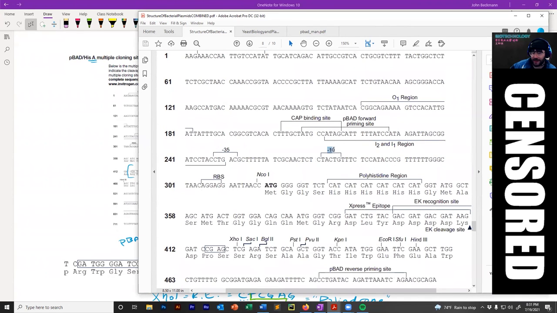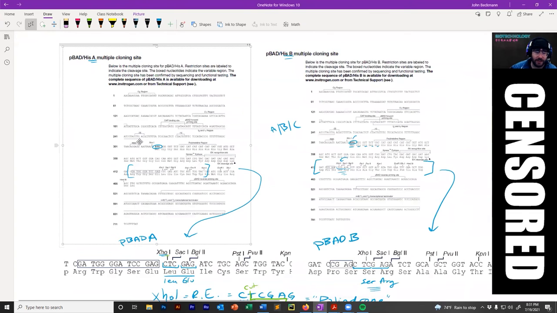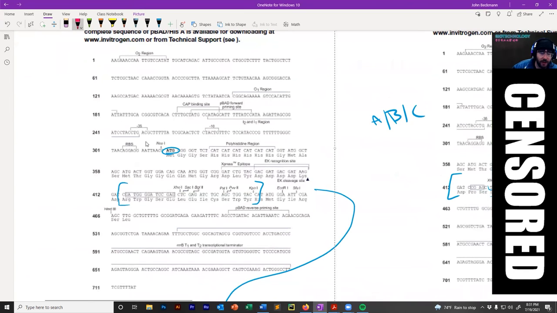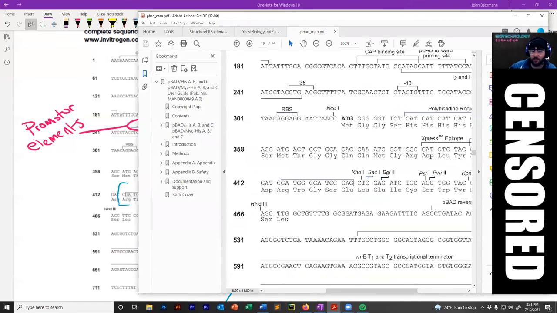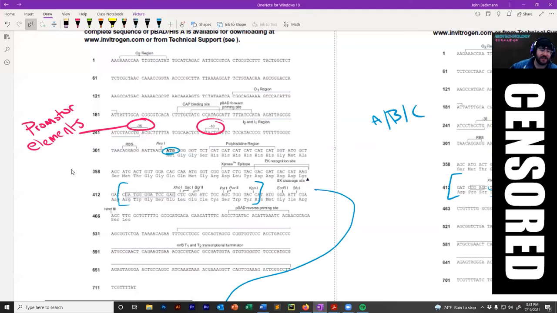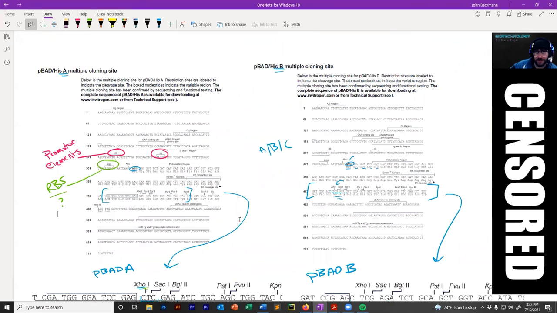Negative 35 and negative 10 are sites in the promoter. If I was to write this out, it's a little bit blurry, but negative 35 and negative 10 are promoter elements, pieces of the promoter. What is this? RBS. What is the RBS? Write it in the chat if you know. Yes, good. Ribosomal binding site. Very good, Ji Jin Wei. The answer is the ribosomal binding site.